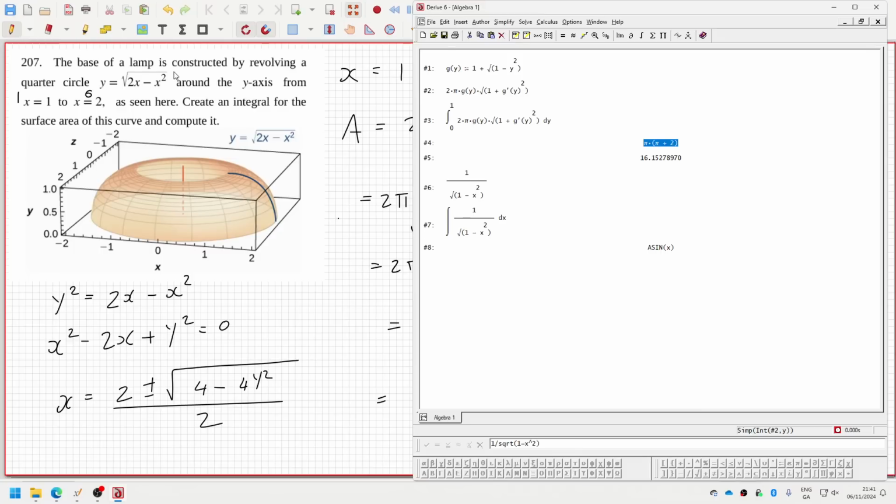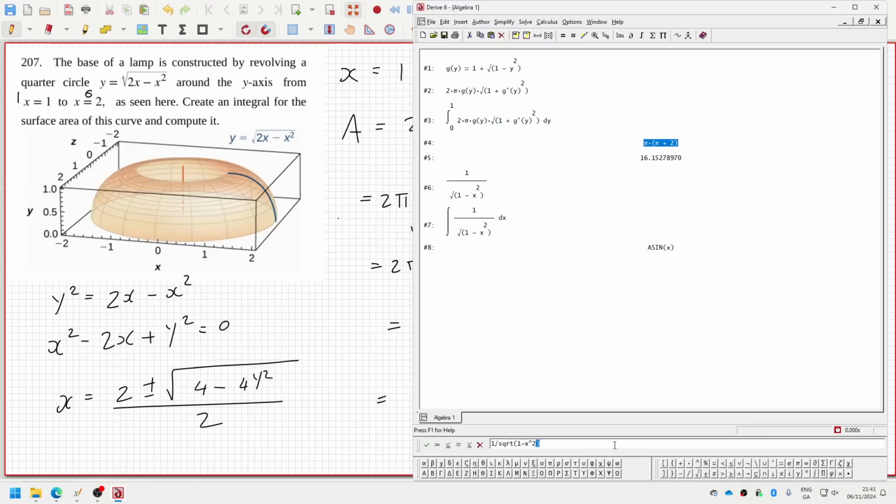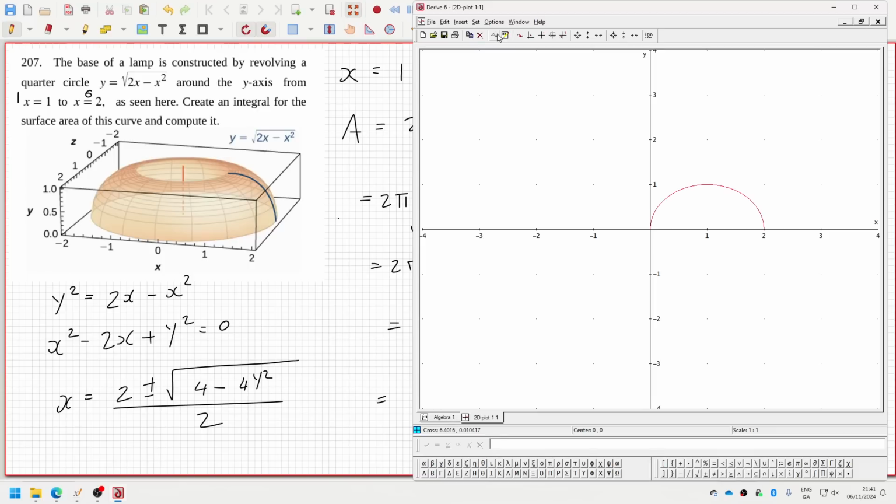The base of a lamp is constructed by revolving this shape. Okay. Let me graph this. Square root of 2x minus x squared. So, yeah, if you rotate this around the y-axis, it would make this shape, although it has this hole cut out. Oh, yeah, because we're only going from 1 to 2, so it's just this region here.